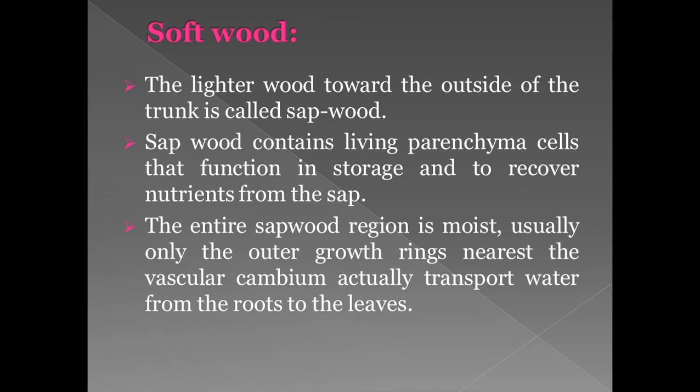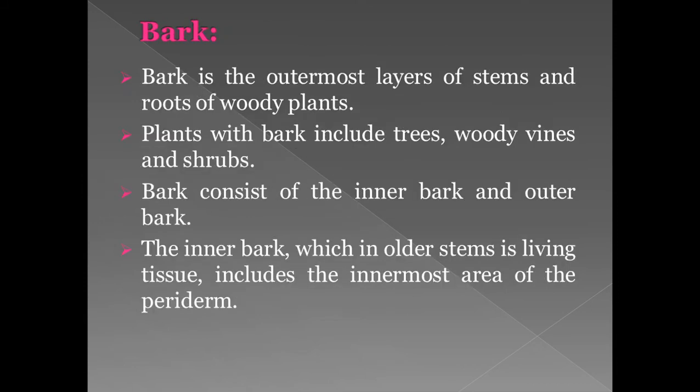Then what is softwood? The lighter wood towards the outside of the trunk is called the sapwood or softwood. Sapwood contains living parenchyma cells that function in storage and to recover nutrients from the sap. The entire sapwood region is moist, but usually only the outer growth rings nearest the vascular cambium actually transport water from the roots to the leaves.